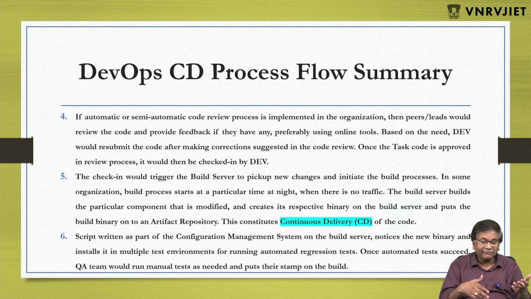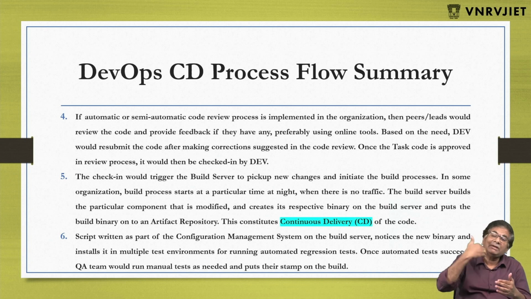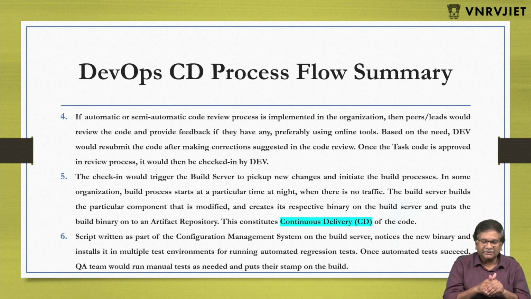Based on the need, they would resubmit the code. If there are any such suggestions given by the peers and technical leads, yes, the developers have to make them and check it back in. And again, code review needs to happen. Once the task code is approved in the review process, it will then be checked into the main branch by the dev team.